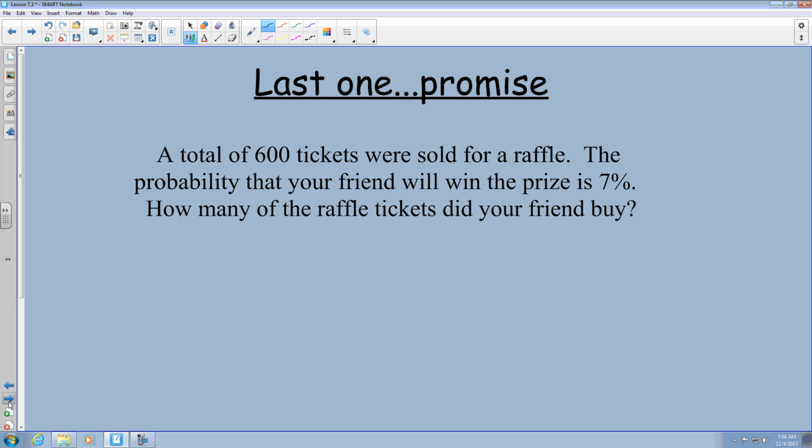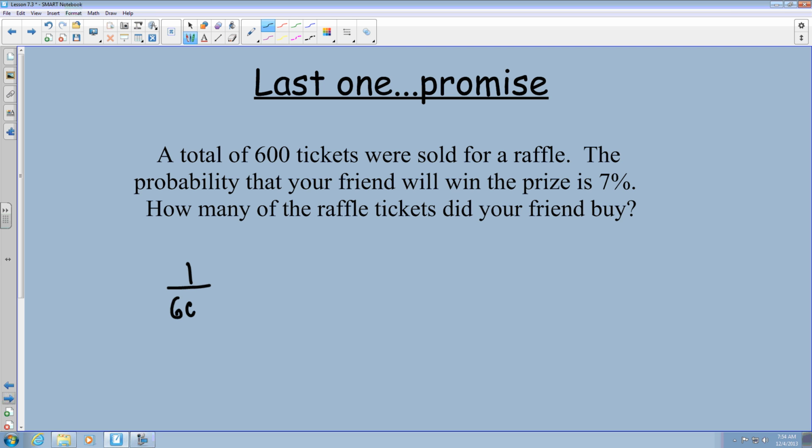Last one. So a total of 600 tickets were sold for a raffle. The probability that your friend will win the prize is 7%. How many of the raffle tickets did your friend buy? So if there's 600 raffle tickets, I want to know what the percentage is of winning if I just buy one.